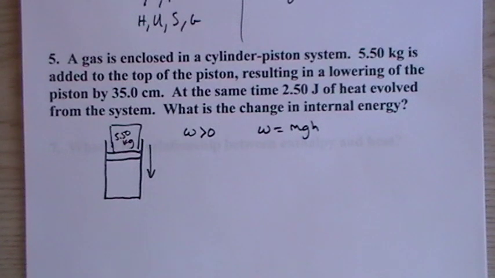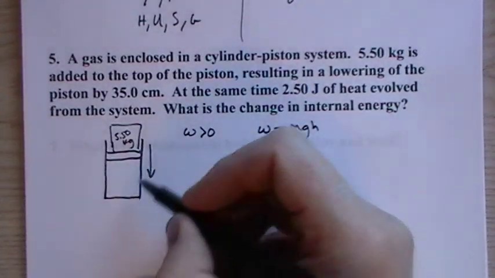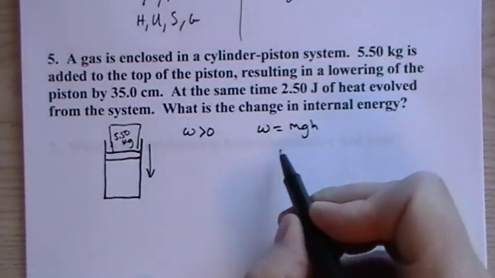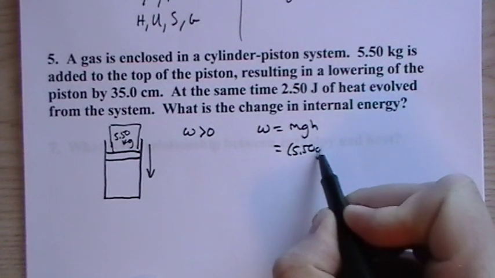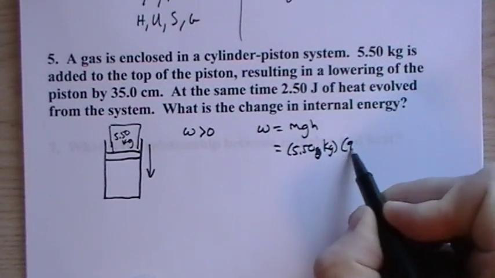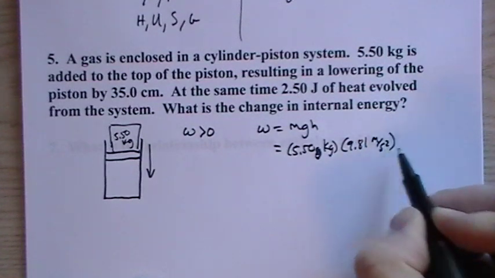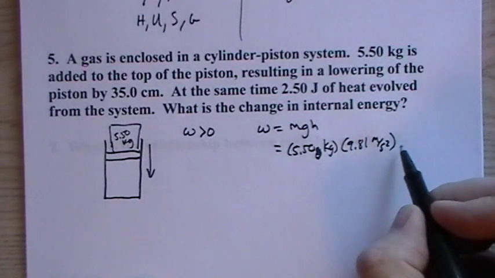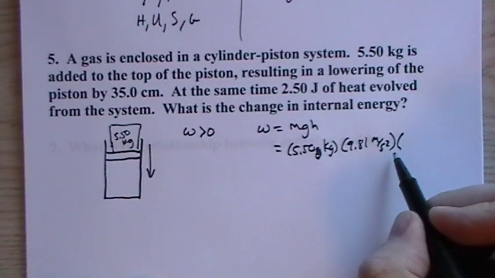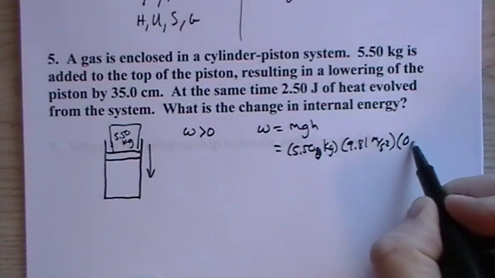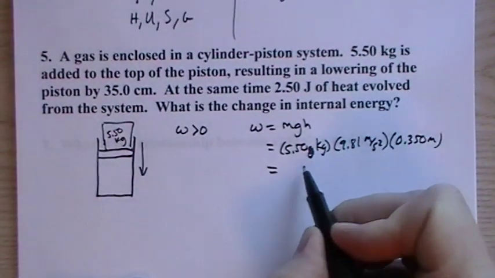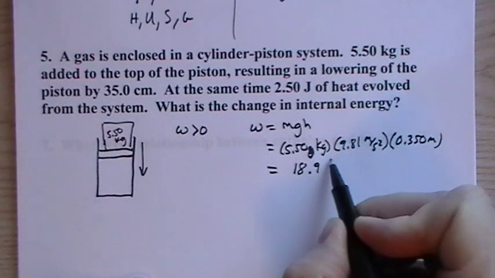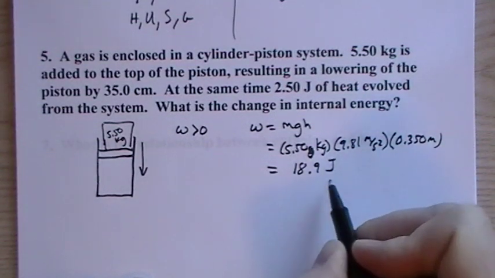The work is going to be equal to the mass times the gravitational acceleration of the Earth times the change in height. So as the mass is put on there, it's 5.50 kilograms. The acceleration, 9.81 meters per second squared, is the gravitational acceleration of the Earth. And then the change in height is 0.35 meters. We want to make sure we're in the right units. This comes out to be 18.9 joules. Kilograms meters squared per second squared are joules.